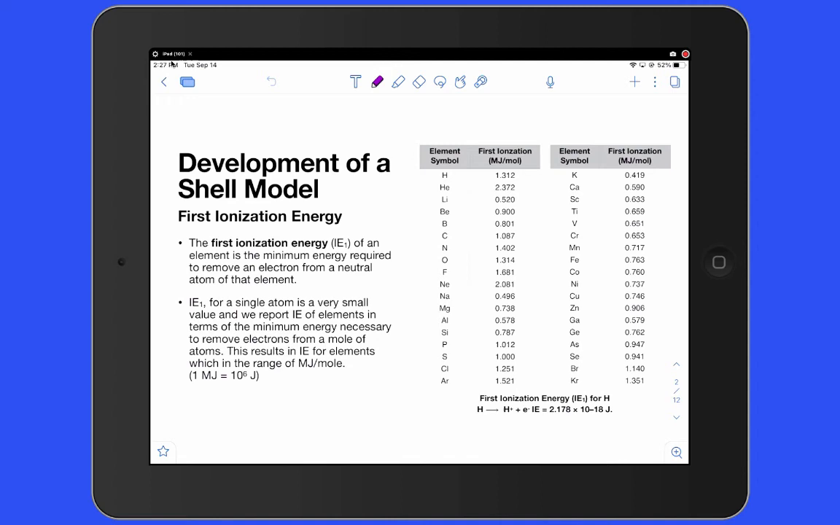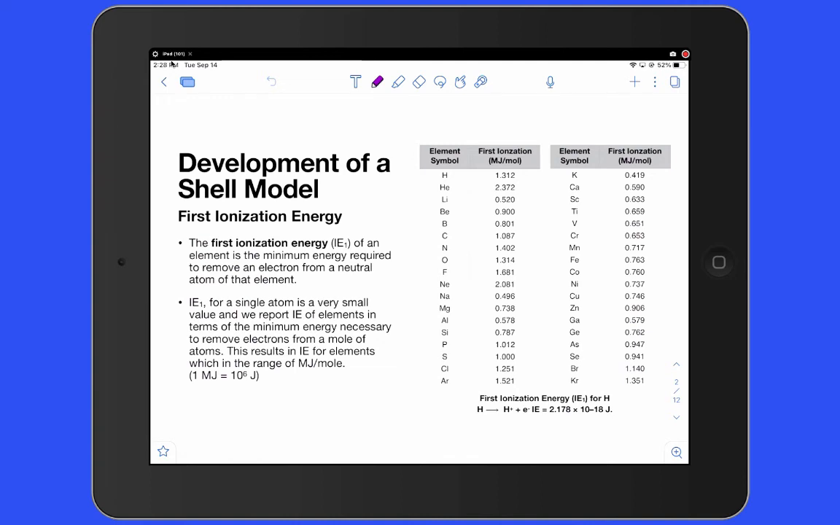I think I may have asked you guys this already, but in middle school, how many electrons can be on the first shell? 2. How many on the second? 8. And on third? 8, but that's not true. Okay? So we're going to see how that model got developed based on evidence, based on experiments that were done.